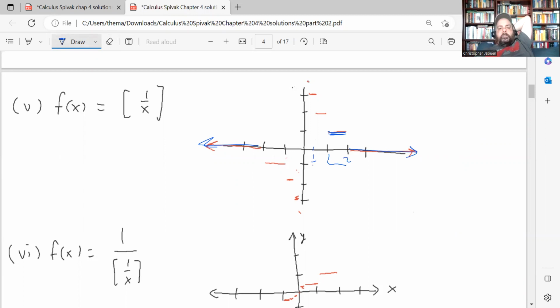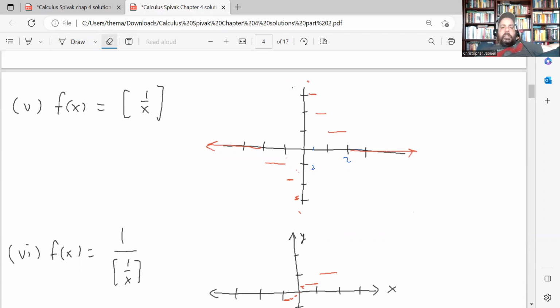Between 1/2 and 1, the height will be 2. So you get this line segment between 1/2 and 1, and so on like that. So from 1/3 to 1/2, you get this line segment and so on. And then the graph is an odd function. So it looks exactly the same, like the mirror reflection through the origin on the other side. Right, so that's what the graph of that looks like.